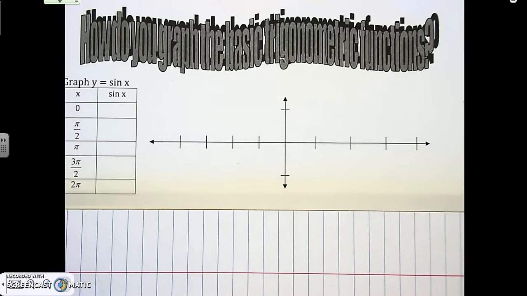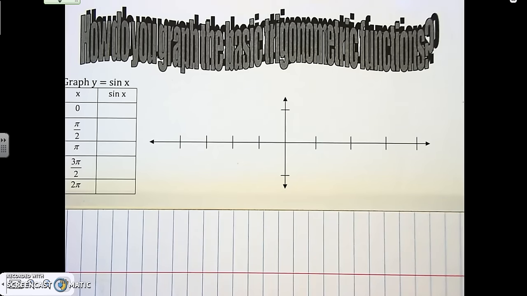How do you graph the basic trig functions? So we're looking at this part and we're talking about graphing now the sine and cosine functions. So with this paper, you need to come get it from me. With it, you're going to go ahead and actually draw out the parent graphs for sine and cosine.